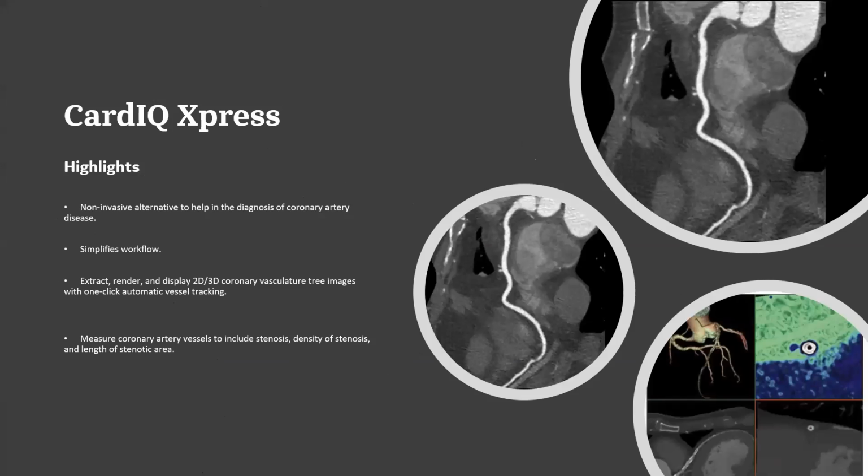For Cardio IQ Express, we have a non-invasive alternative to help in diagnosis of coronary artery disease. This tool simplifies workflow, extracting, rendering, and displaying 2D and 3D coronary vasculature, 3 images with 1 click, with automatic vessel tracking. Here we can measure coronary artery vessels to include stenosis, densities of stenosis, and length of the stenotic area.